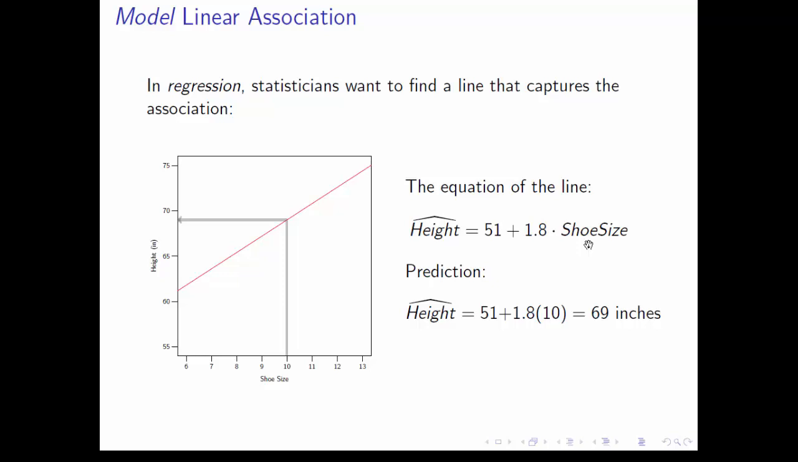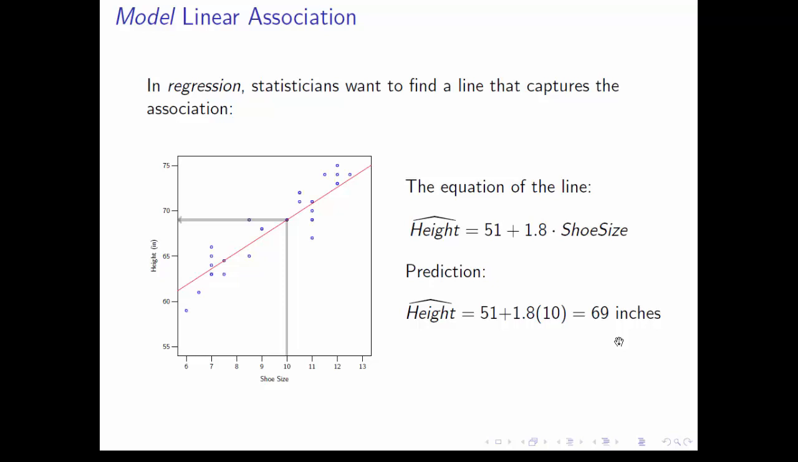And that allows me to do a couple of things, like making predictions. So I could say, well, what if somebody came to me and they had size 10 shoes? How tall would I guess they would be? What I'll do is take their shoe size, plug in that value 10, multiply that by 1.8, which gives me 18, add that to 51, and now I have 69 inches. So I'd make a guess that a person with size 10 shoes would be 69 inches tall.